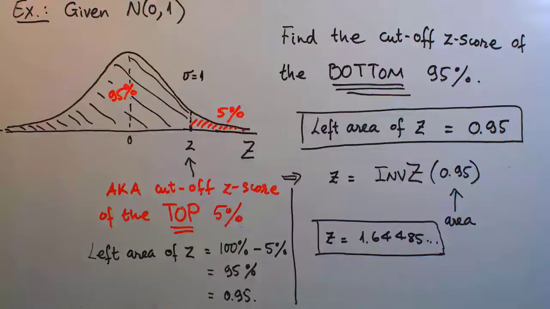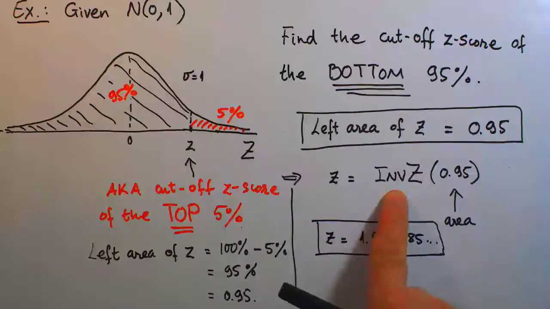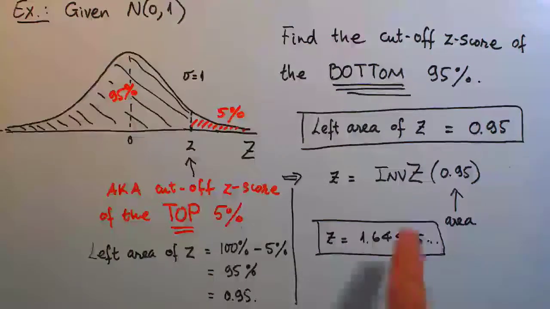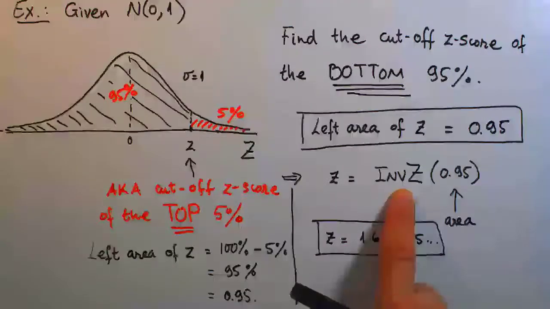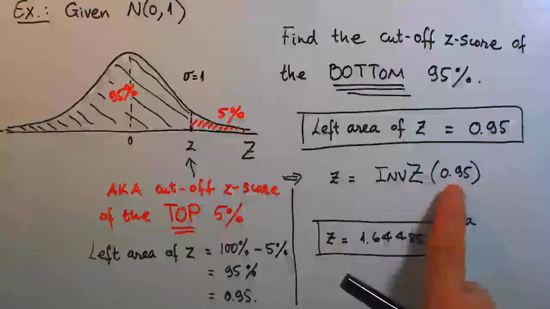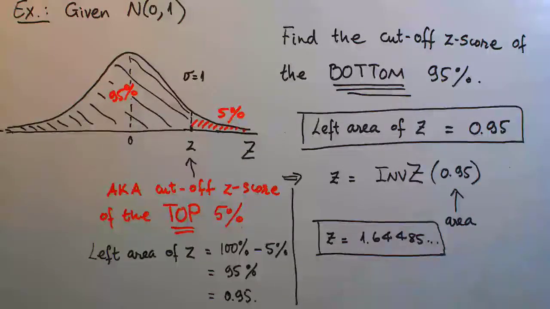And then once we have that left area nailed down, you can either run my INVZ program if you have a copy of that, or you can simply use any web resource that has similar functionality, inverting an area to the left of a z-score back to a z-score, and you should end up with this.